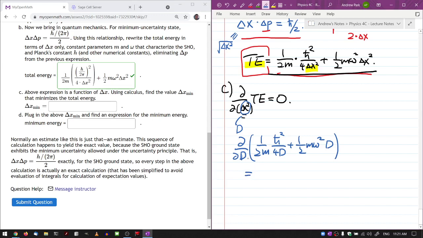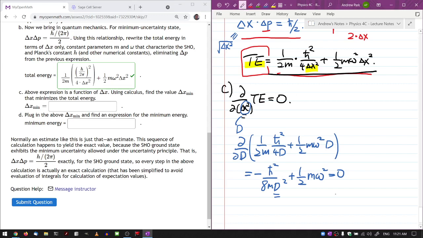So the first term, I get minus h bar squared over 2 times 4, 8, and then D, I got this minus from D to the minus 1, bringing the exponent down as coefficient, and then the new exponent is minus 1 minus 1, so it's minus 2 here, plus 1/2 m omega squared, and D just goes away. That's kind of why I wanted to do it this way. Set this equal to 0, and I'm gonna solve for D here. Oops, no minus 2 there. Putting in the denominator is my version of minus.